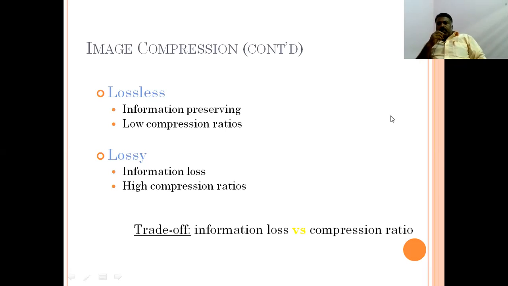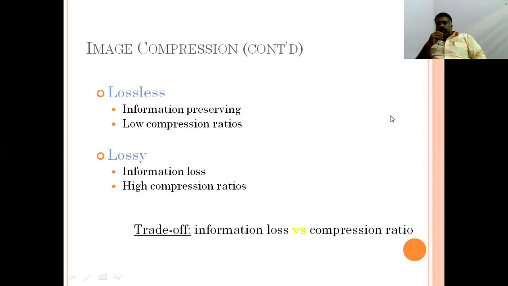Lossy mechanism means some of the information, some of the pixels, some of the redundant code has to be corrupted, so that the error level is above the standard error. So we can't get back the original quality at the time of decompression. The compression ratio is also high. So these two are the broad categories of image compression mechanisms.